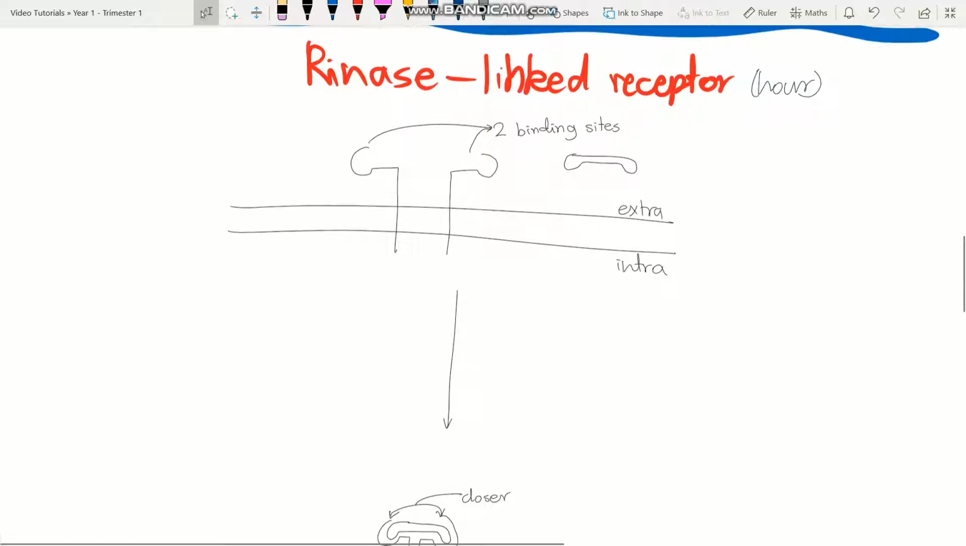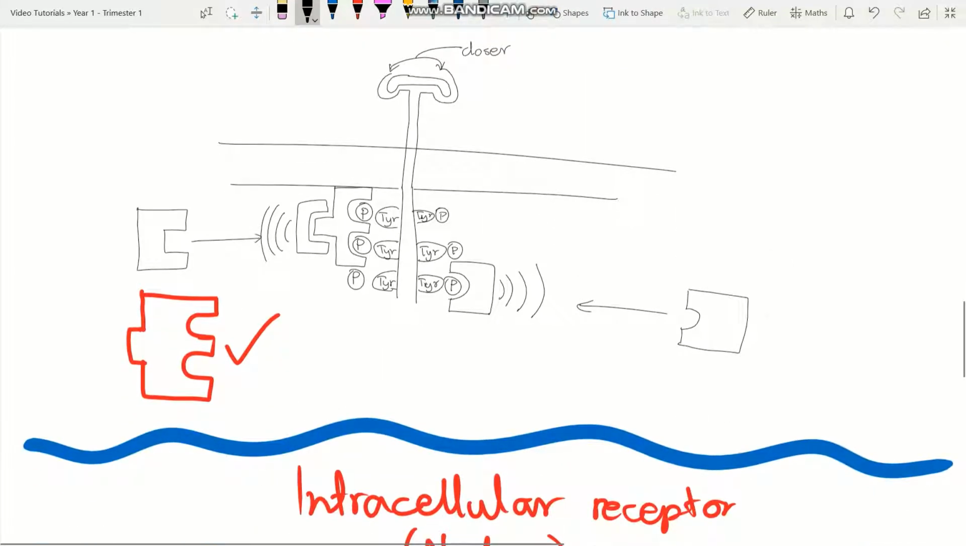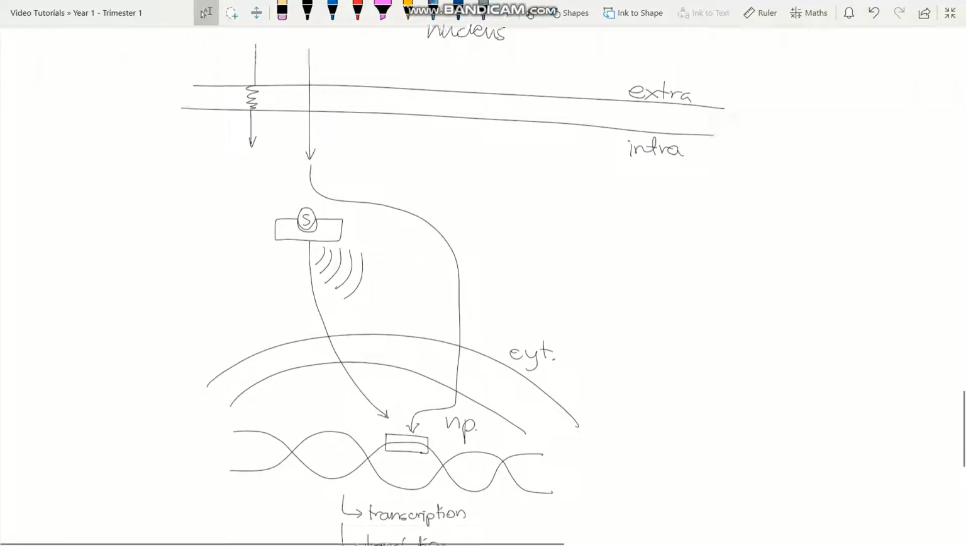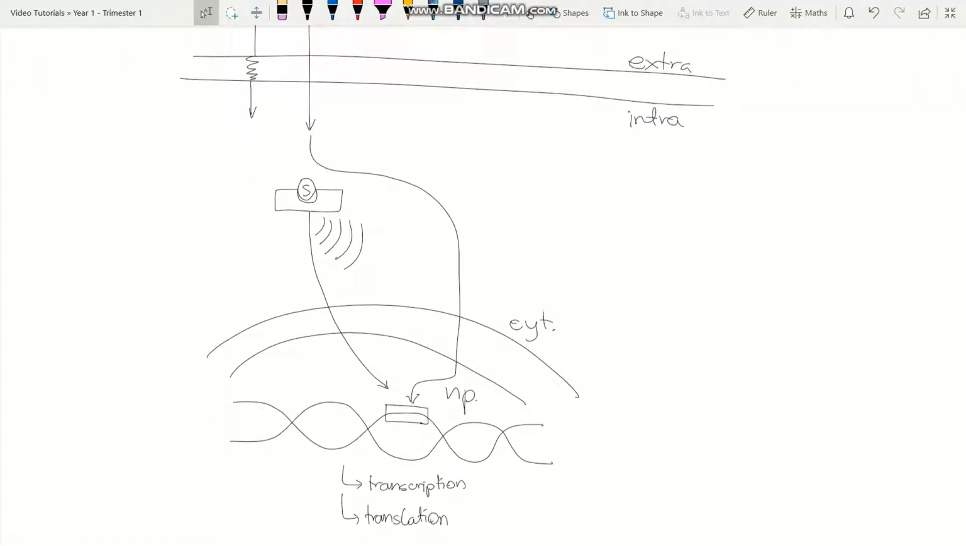A kinase-linked receptor, which allows for a chemical messenger to bind to two subunits of the receptor to bring them closer to one another, and therefore allow for the phosphorylation of different enzymes to therefore allow for their activation. And also intracellular receptors, which are able to allow for the change in genetic material or any other process within the cell by entering the cell and not interacting with its extracellular environment.